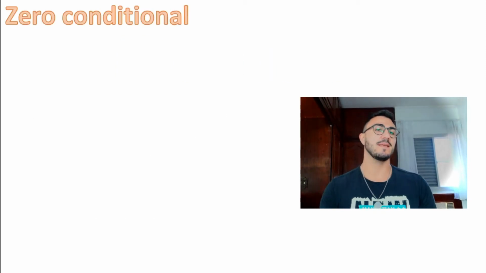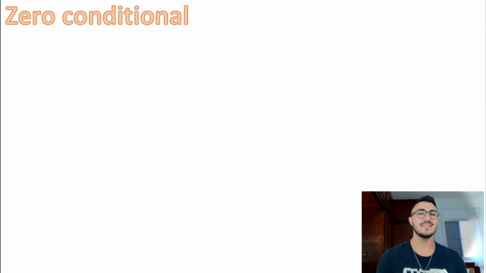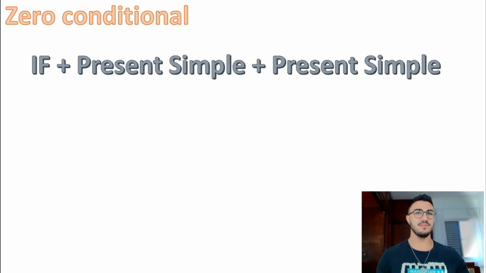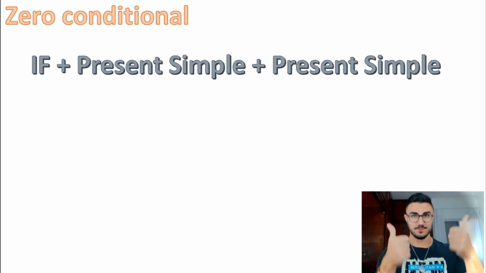Let's get started. So, zero conditional. Let's see the structure first, okay? The structure: if, present simple, and present simple. That's it. I'm not going to put future, I'm not going to talk about past, I'm not going to talk about anything but present simple. Okay, good?